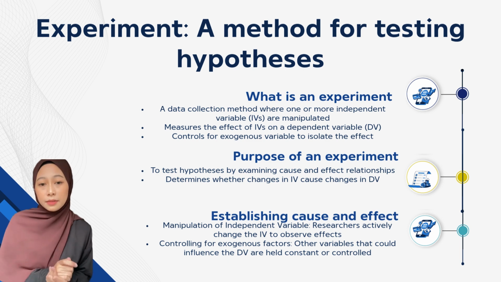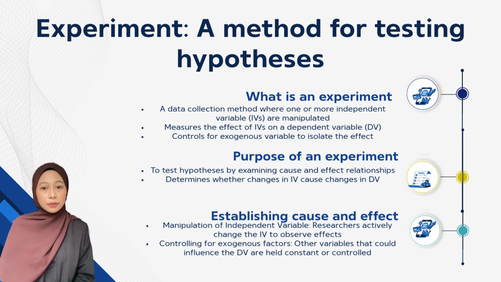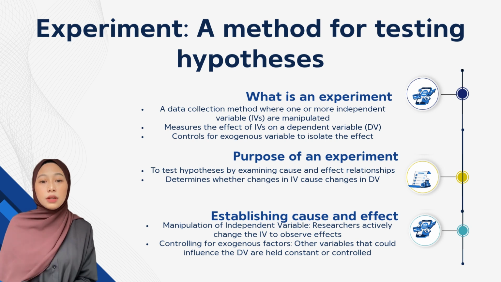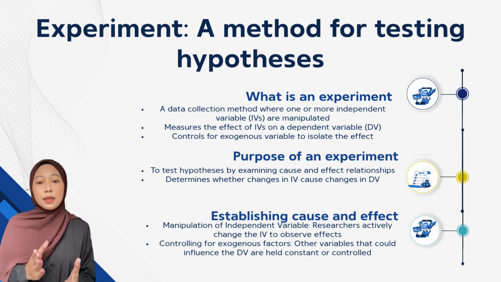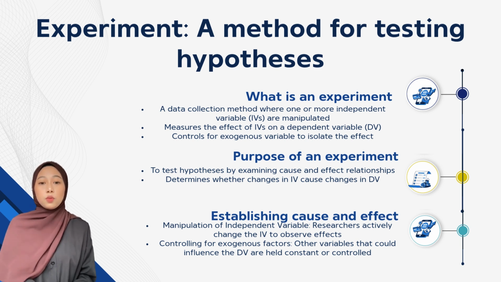So for experiment, a key method in causal research, an experiment is a structured and systematic data collection method where the researchers manipulate one or more independent variables to observe the effect on the dependent variable, while controlling for other variables that might influence the result. This method is central to causal research as it allows researchers to draw conclusions about what causes what.